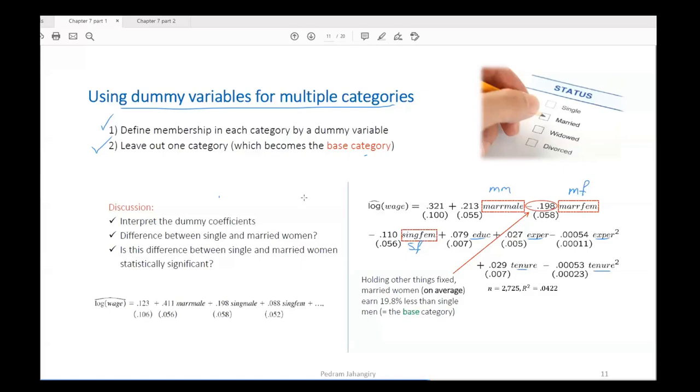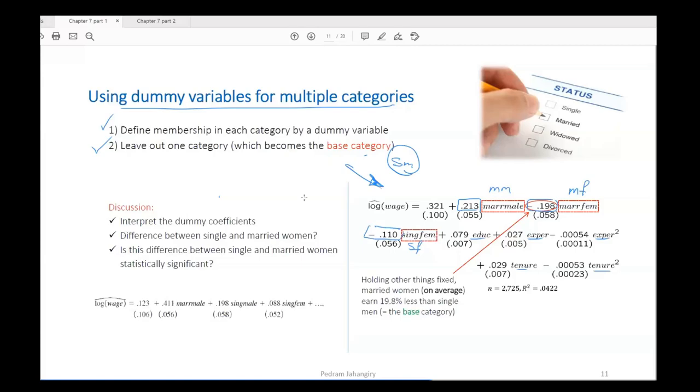All right. So if I set up the model like this, what is the benchmark group? I have married male, married female, single female. So the benchmark is going to be single male. This means that if I want to interpret these numbers, it's going to be compared to single male.